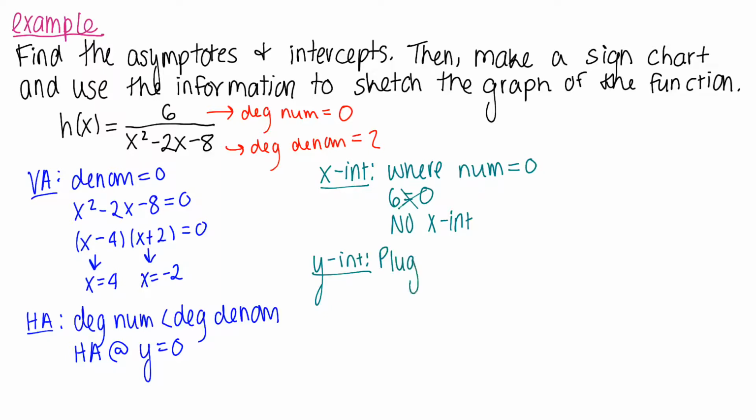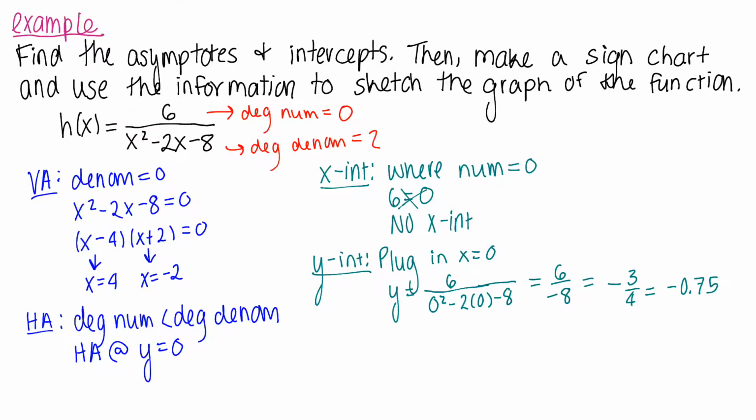For the y-intercept, you're plugging in x equals 0. So you'll have y equals 6 over 0 squared minus 2 times 0 minus 8. So 6 over negative 8, which is going to give you negative 3/4 or negative 0.75. So your y-intercept is (0, negative 0.75).